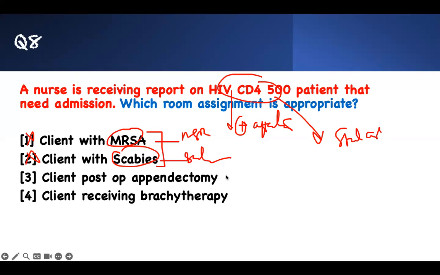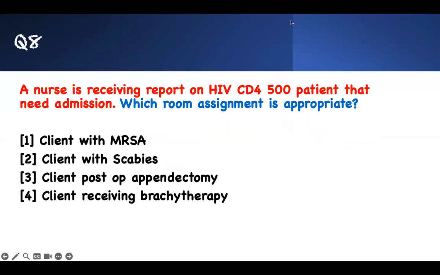No. Just because they are in the same room and he has HIV doesn't mean he's going to transmit the HIV. Yeah. Because the only other option you have is brachytherapy, which is getting radiation. There's no way we can put the HIV patient in a radiated room with somebody who's getting, nobody wants to stay with that patient. So the only patient you can be with is post-op, because it's not infectious, it's not going to make the appendectomy patient infectious.